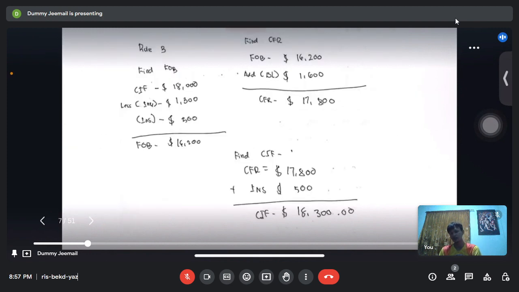And lastly, how much is the CIF value? We have the CFR and the insurance, so all we have to do is add the two. $17,800 plus $500 is equal to 18,300.